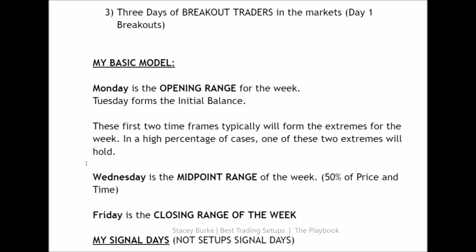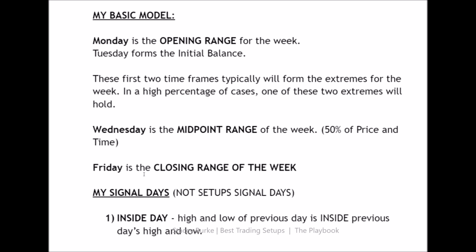Now, my basic model is that Monday is the opening range for the week. Tuesday forms the initial balance. These first two time frames typically will form the extremes for the week. In a high percentage of cases, one of these two extremes will hold, meaning that Monday could be the low of the week, and they could go up 3 days like we saw on the indexes and come right down and take out the low of the week and pull back inside. And Monday still holds as the low of the week. They've gone through it, but they've pulled it back.